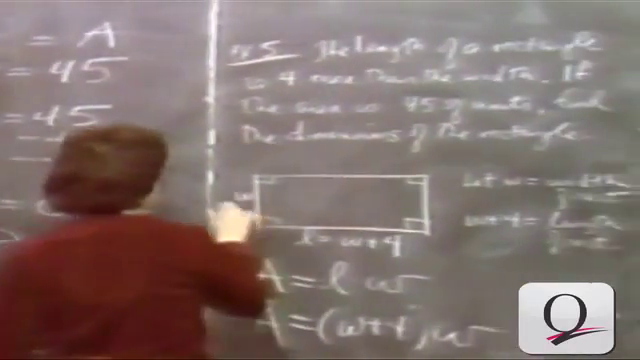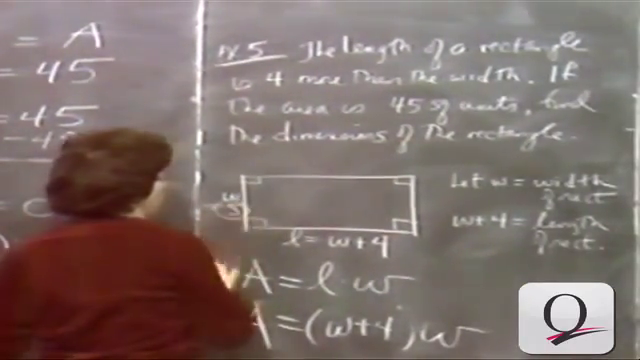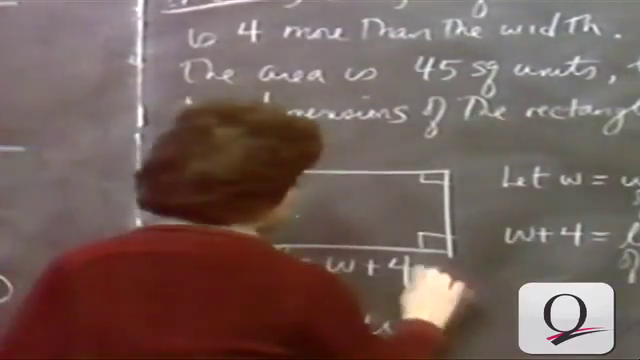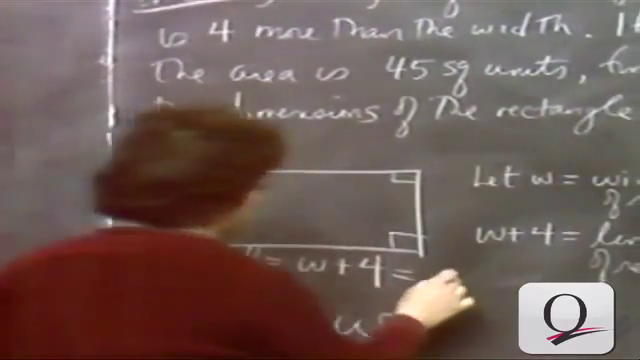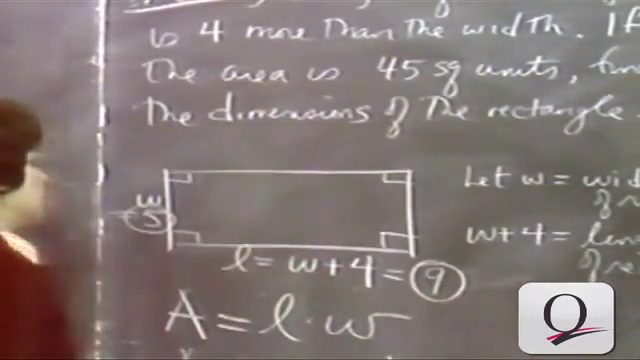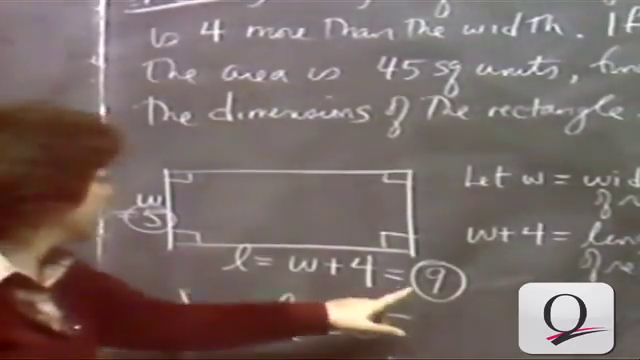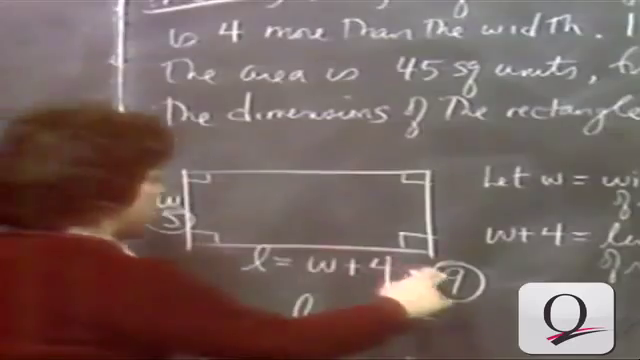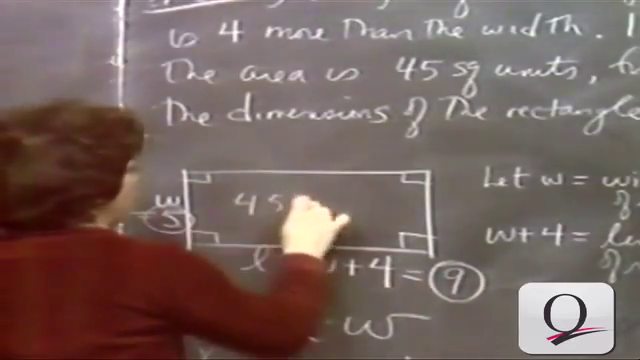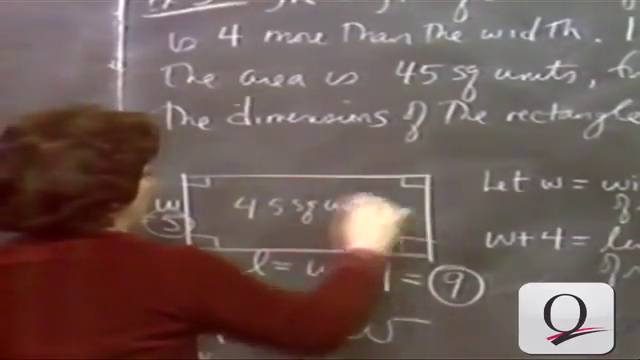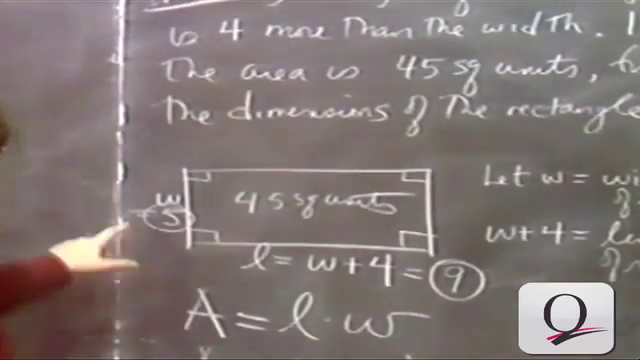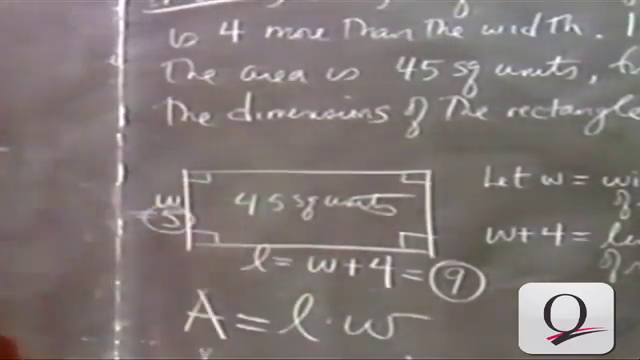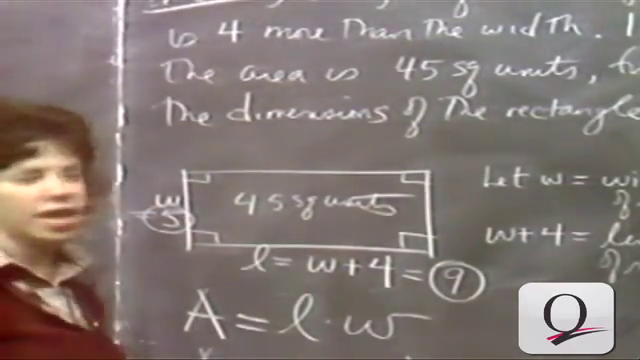If w is equal to 5 units, then the length, which is w plus 4, 5 plus 4, becomes 9. We have the property that the length is 4 more than the width, and the total area, 5 times 9, gives you the 45 square units. So we've solved the problem. The dimensions are 5 by 9. The area is 45. And that brings us to the end of this tape.